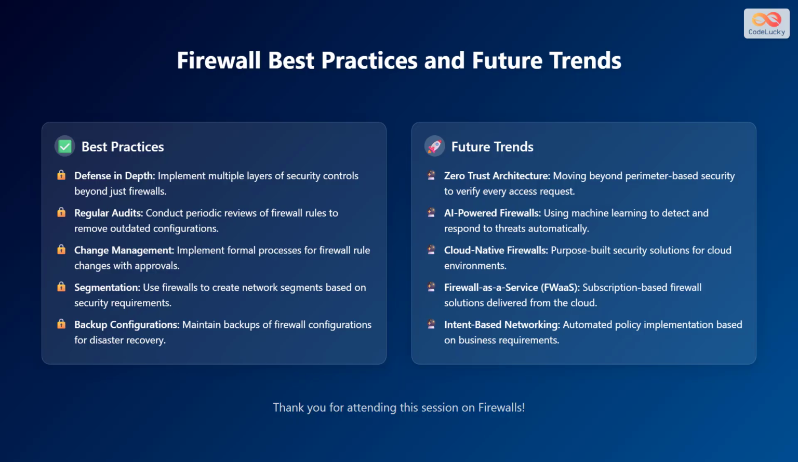Zero Trust architecture is moving beyond perimeter-based security to verify every access request. Artificial intelligence-powered firewalls are using machine learning to detect and respond to threats automatically. Cloud-native firewalls are purpose-built security solutions for cloud environments. Firewall as a service means subscription-based firewall solutions delivered from the cloud, and intent-based networking means automated policy implementation based on business requirements. Thank you for attending this session on firewalls.